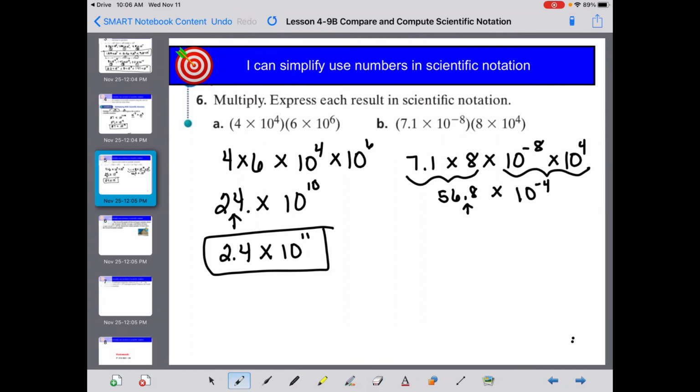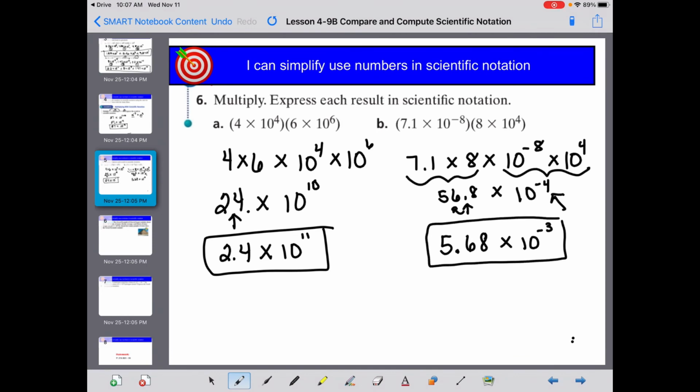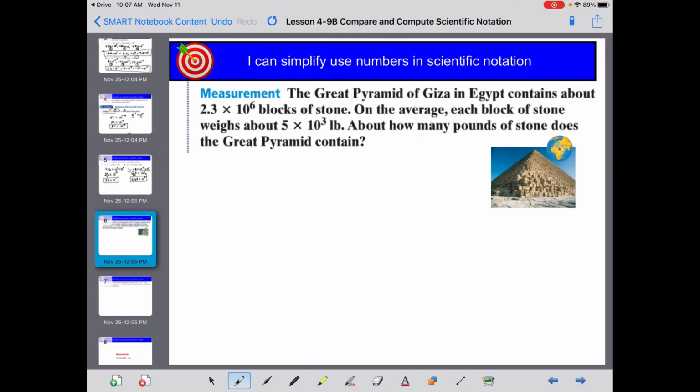So from here, I move the decimal 4 places left. That's what the exponent tells me. But we know that the decimal belongs between the 5 and the 6. So that's really scooching it 1 place left. So 5.68 times 10 to the negative 3 is how you multiply those numbers together.